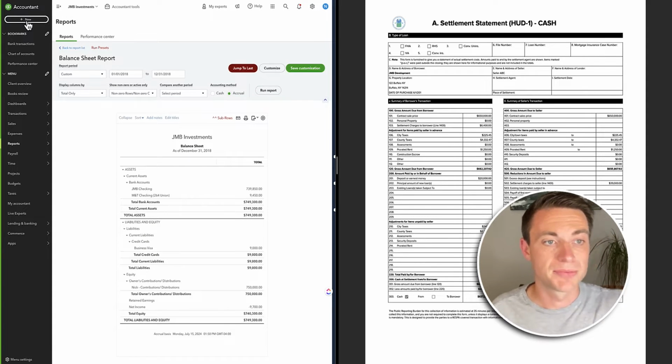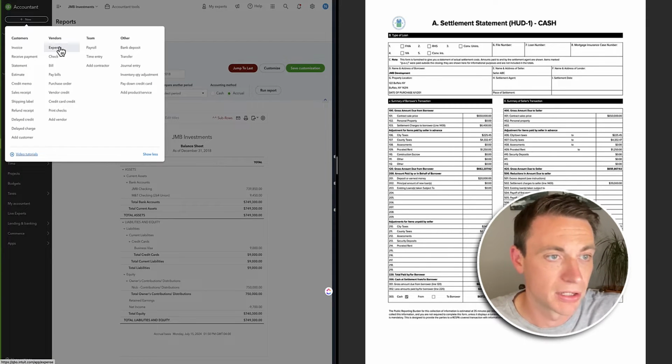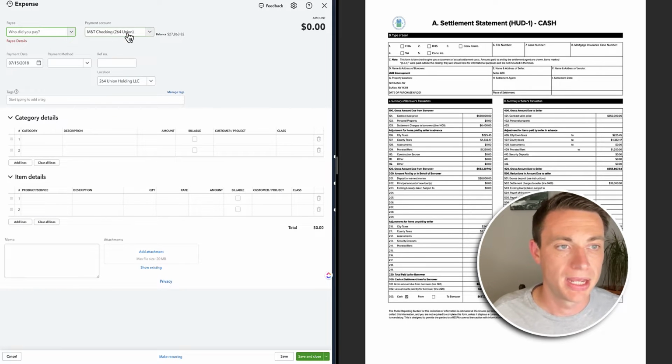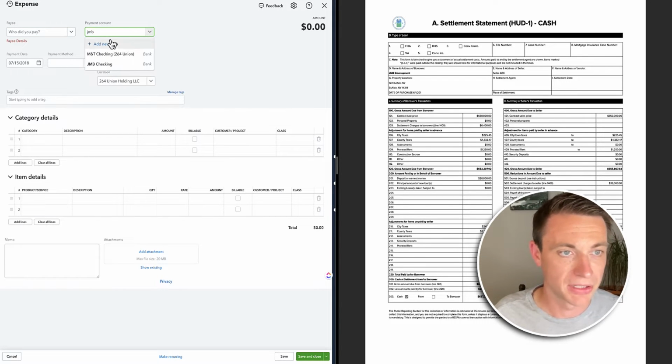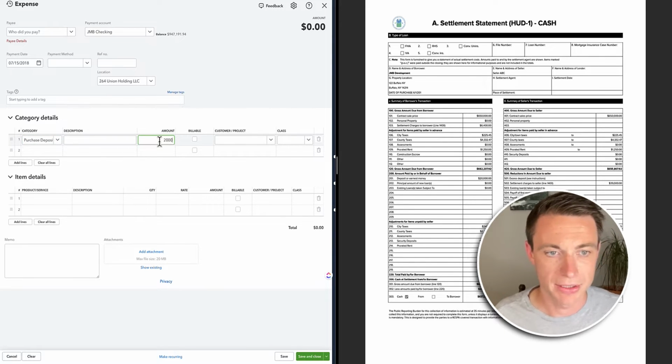Okay, so when that comes through, that can come through from the checking account, from the bank feed. I could do a journal entry. In this case, it could just be an expense. So who did I pay? I don't really know right now. Let me just pull up my bank account. It came from this account. It was on this date, and my category is purchase deposit. So as soon as I record this transaction, $20,000, whoops, not $200,000.